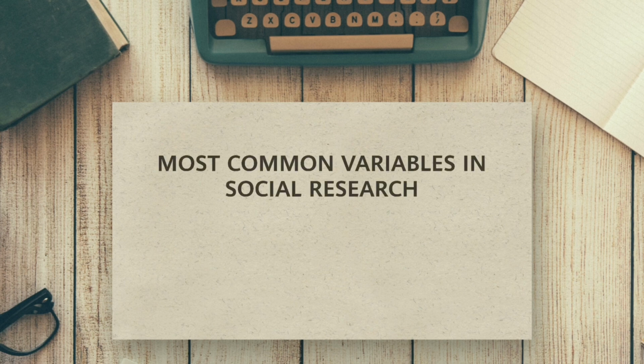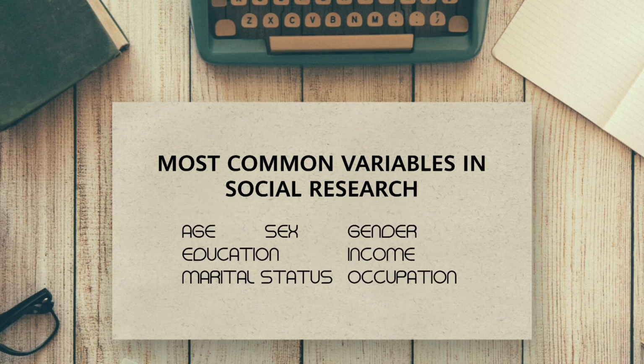An additional knowledge, let's get to know the most common variables in social research. This includes age, sex, gender, education, income, marital status, and occupation.